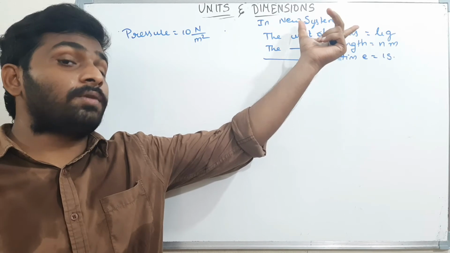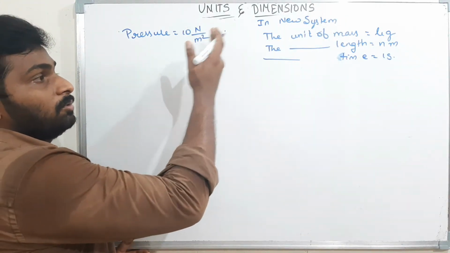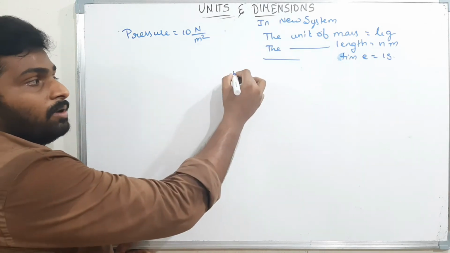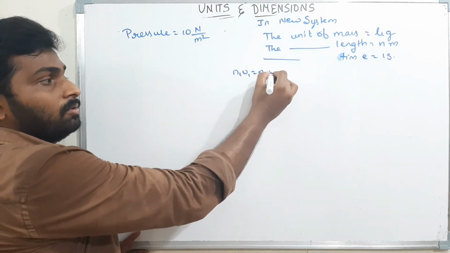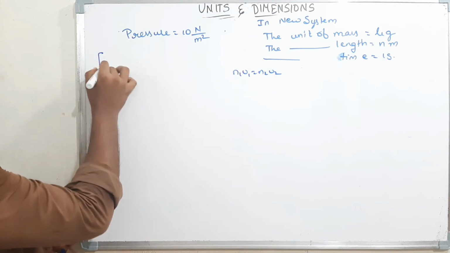In this problem, they told us to find the pressure value. Now, same as before, I am converting from the SI system to some other new system. What is the formula? n1 u1 is equal to n2 u2. First of all, you have to find the dimensionality of pressure. What is the dimension of pressure?